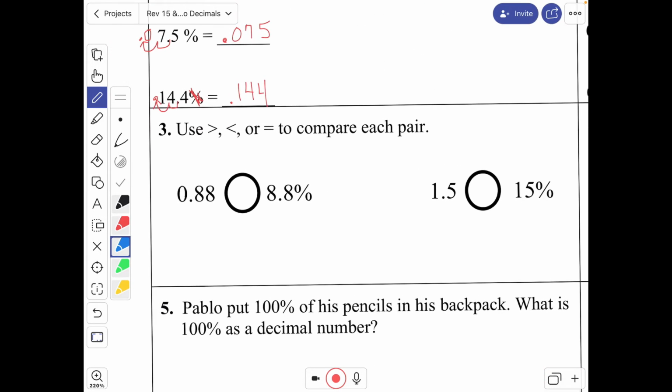Number 3, we're going to compare each pair. We want them to be in the same form. So let's change them both to decimals. Remember, if I'm going from a decimal to a percent, I go to the right, and for a percent to a decimal, I'm going to go to the left 2 spaces. I'm running away from the percent sign. So start where the decimal is and go 2 spaces. That would be 0.088. And if you line them up, put in an extra 0 to help us compare. 8 is bigger than 0, so the one on the left is bigger. We want a greater than sign.